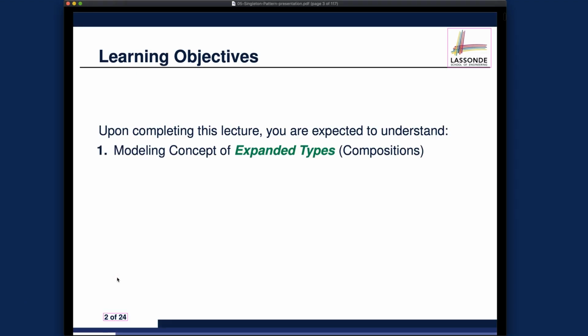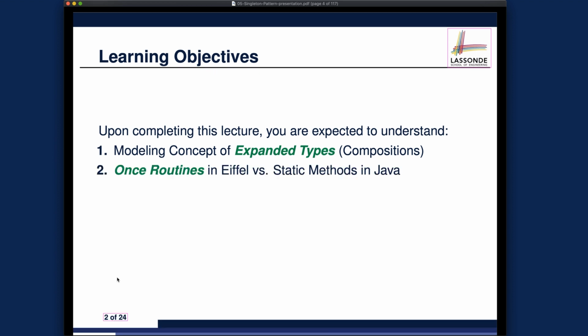Number one, we want to understand the modeling concept of expanded types or compositions. In your previous Advanced OOP course 2030, you learned about the difference between aggregations versus compositions. For compositions, if you recall, the way to achieve composition is by having constructs such as copy constructors. You have to make sure there's no object aliasing, no sharing going on in your system, but you have to do it manually. By using expanded types, you will be able to do it automatically. That's something we'll address in the first learning outcome.